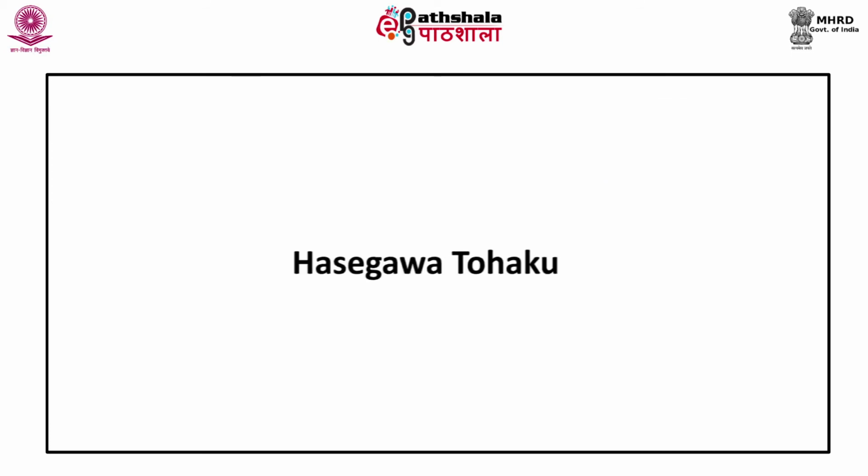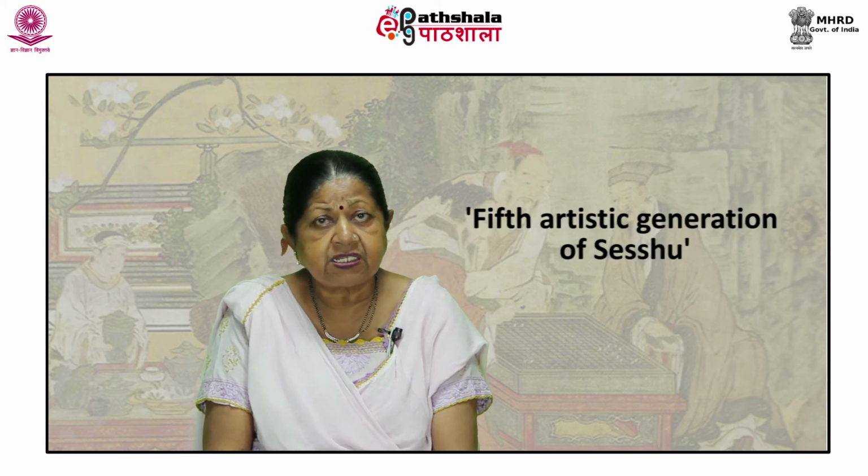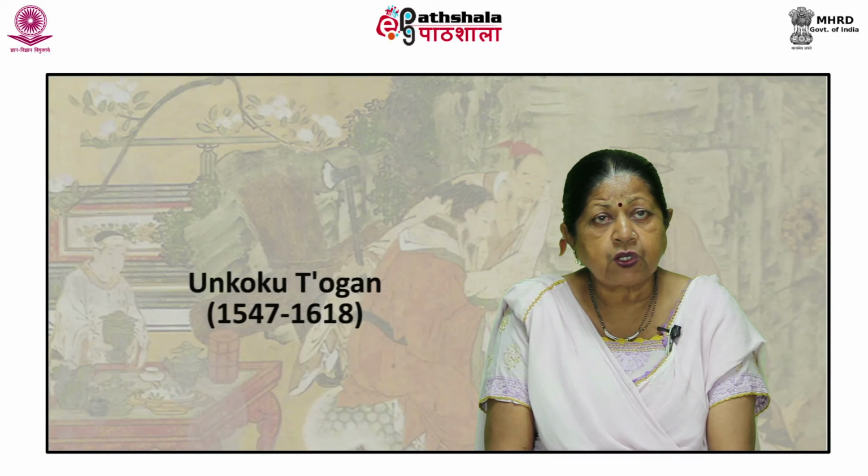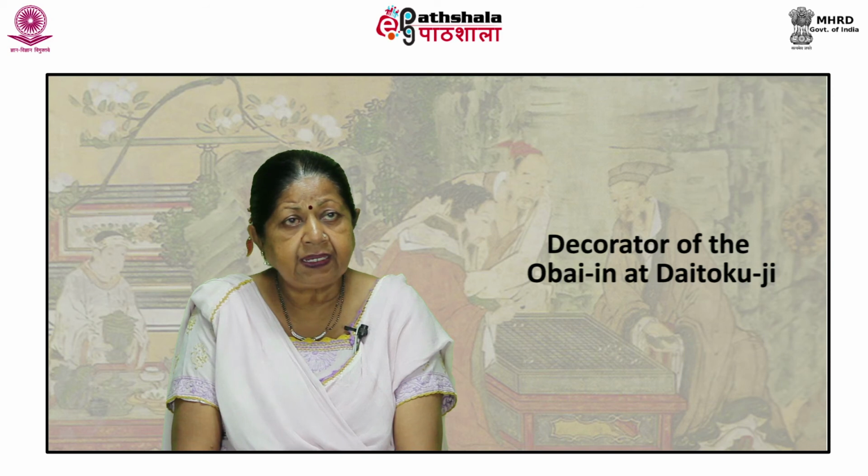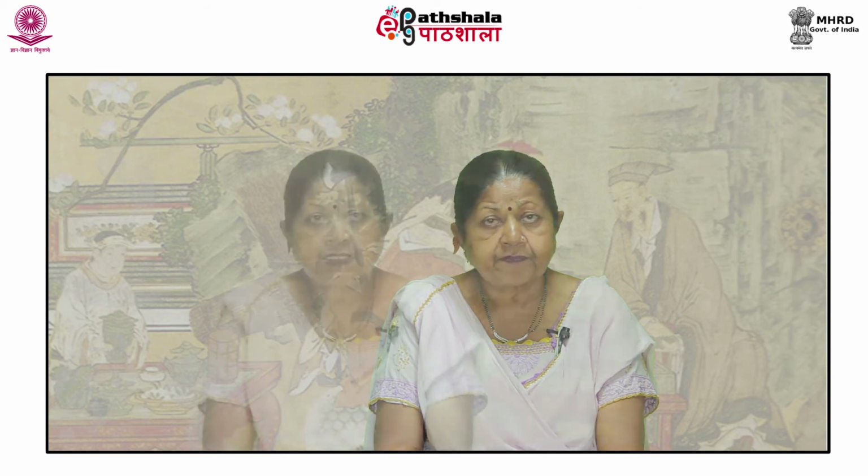Hasegawa Tohaku was another screen painter trained in the Kano studio, who claimed to represent the fifth artistic generation of Sesshu. His claim was contested by Ankoku Togan, the decorator of the Obai Inn at Daitokuji. The case was carried to the courts and Togan won, a graphic instance of the absurd lengths to which Japanese painters carried their obsession with art lineages. Of the two rivals, Tohaku was the more versatile and original painter.